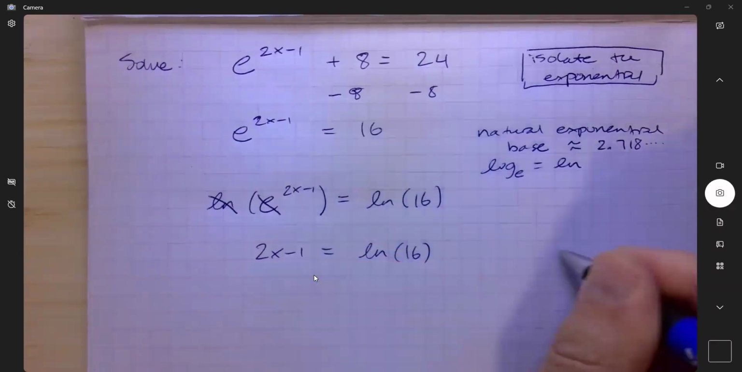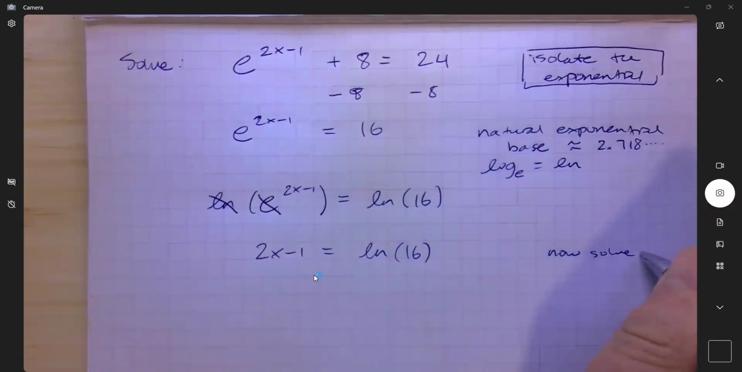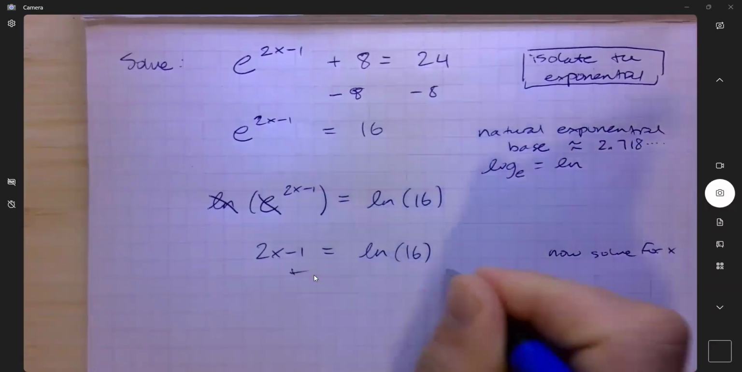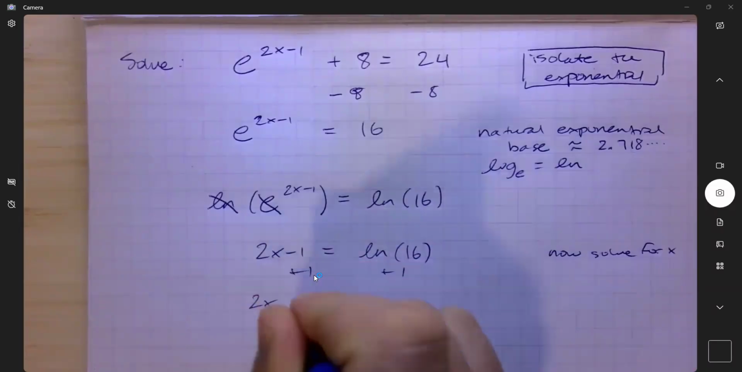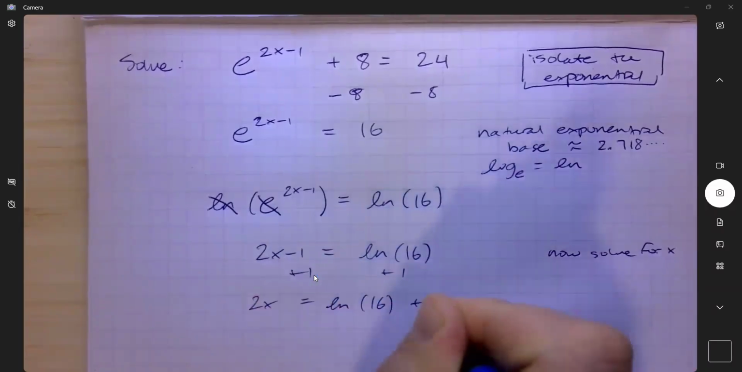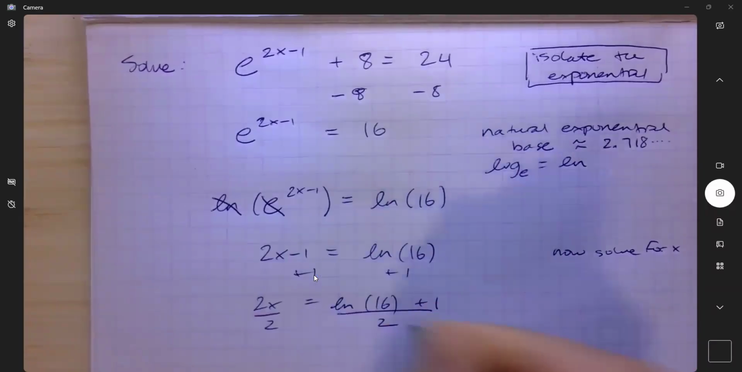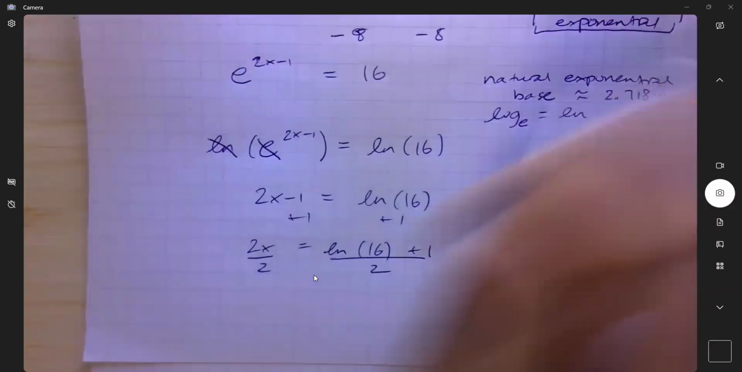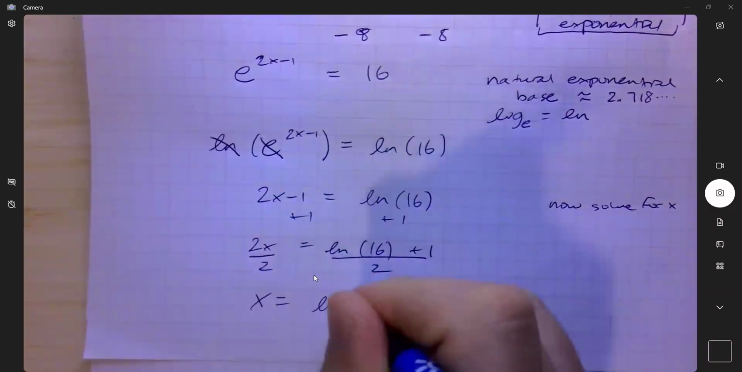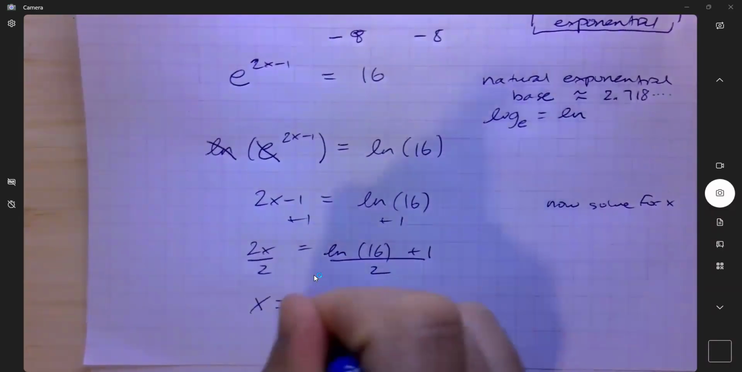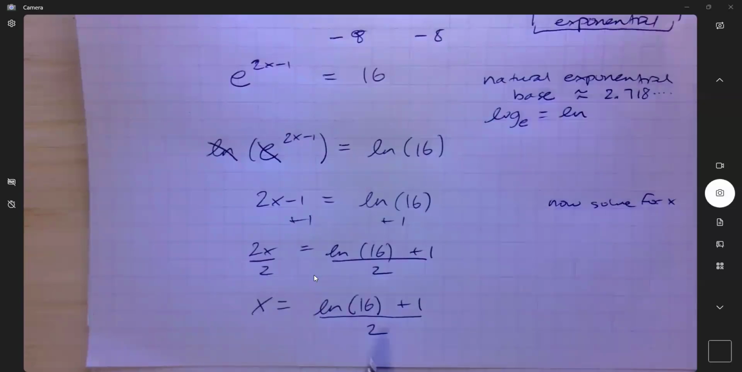So now I'll solve for x. Add 1 to both sides. I get 2x equals natural log of 16 plus 1, and then divide both sides by 2. And I get x equals natural log of 16, then plus 1, all divided by 2. That's the answer. I don't have any idea roughly how big that number is, which again is the whole purpose of decimals. It gives humans a general idea of roughly how big a number is.